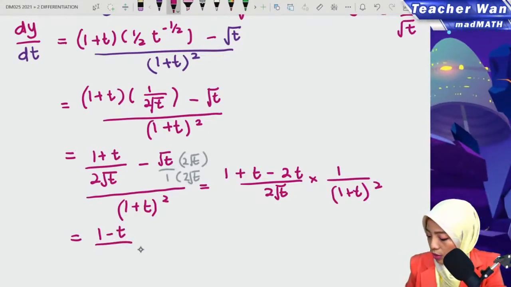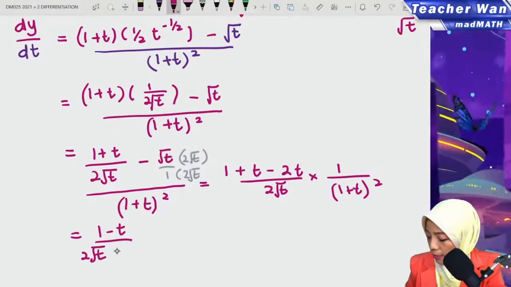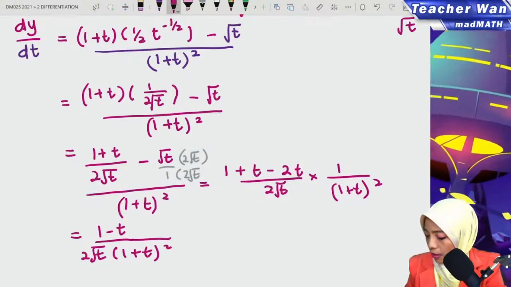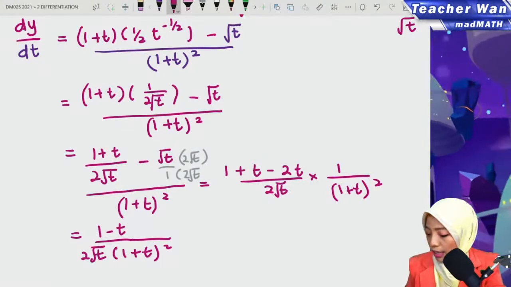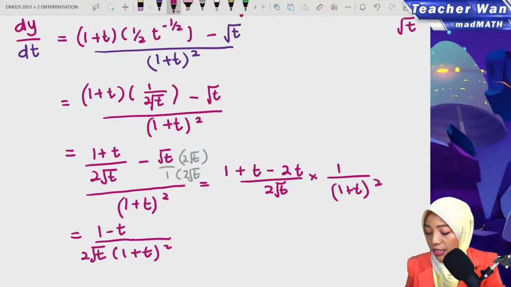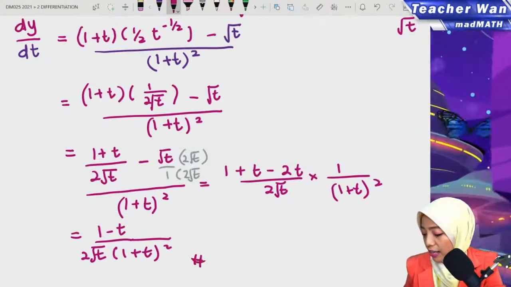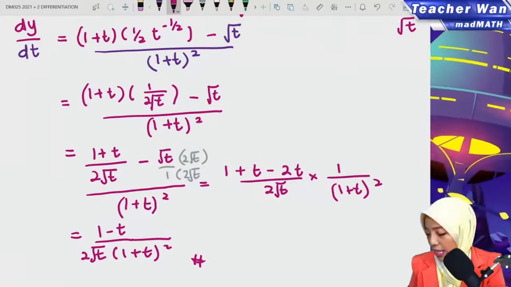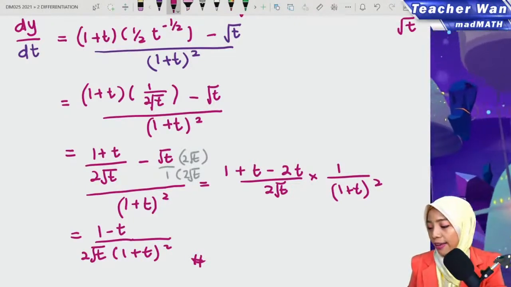So we just copy down everything here: 2 root t multiplied with 1 plus t squared. Either we leave it like this or you can rationalize the root t. You may just leave it like this. So the answer is 1 minus t over 2 root t times 1 plus t squared. Okay, clear?